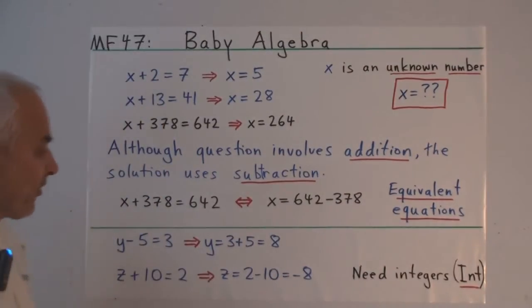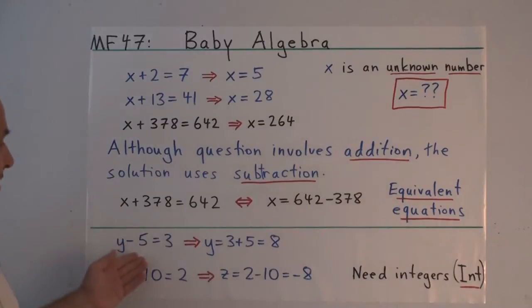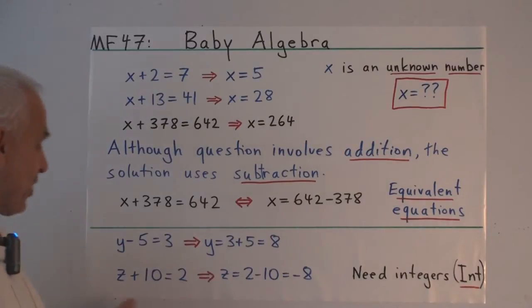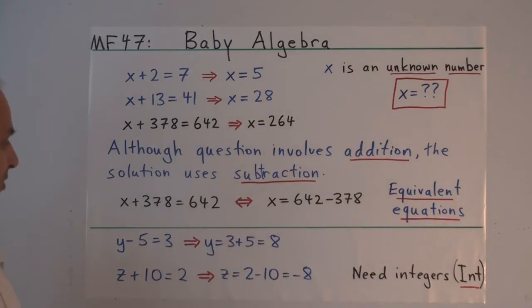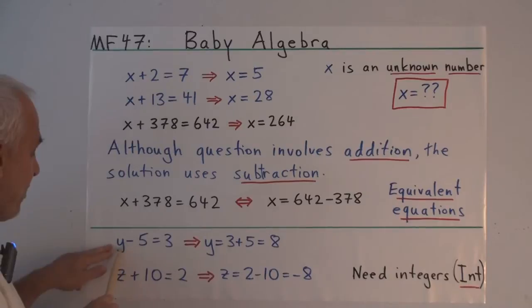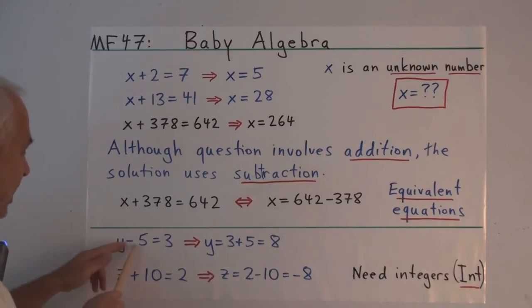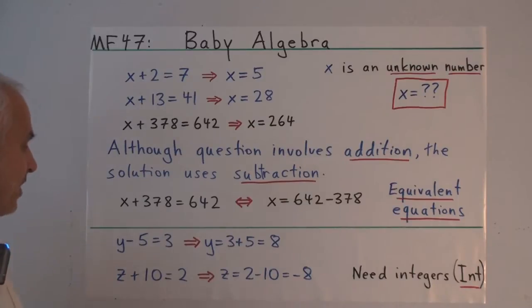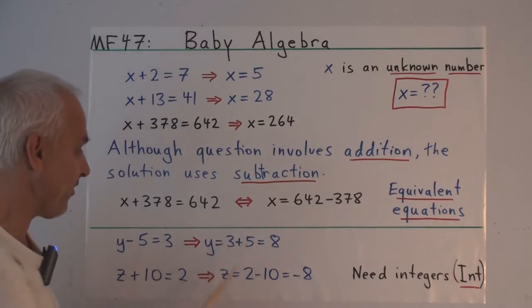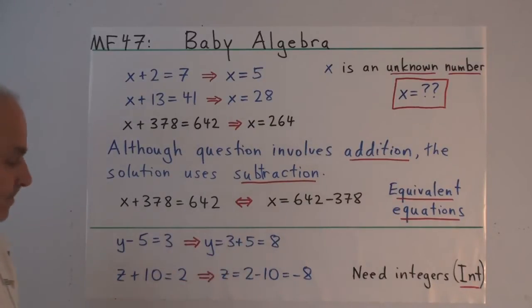Here are some other examples. Y minus 5 equals 3, illustrating that the variable doesn't have to be X. It could be Y or Z or anything else. And in this case, there's a minus 5 on the same side as the Y, and so we like to bring the minus 5 to the other side where it becomes a plus 5. So we get Y equals 3 plus 5, which of course is 8.